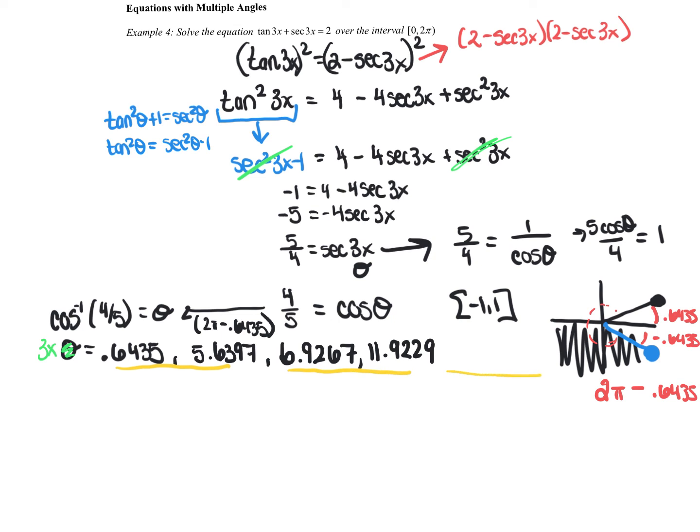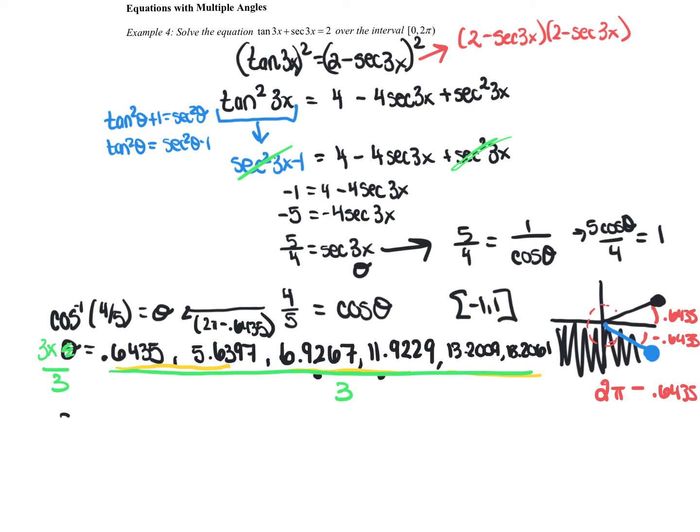I need one more set of answers down here, one more. So add 2 pi to this right here, and you should get 13.2009. And then last one, I'm going to add 2 pi to this one, and when I do, I'm going to get 18.2061. Now you have to take all of these things, all of them, divide by 3.